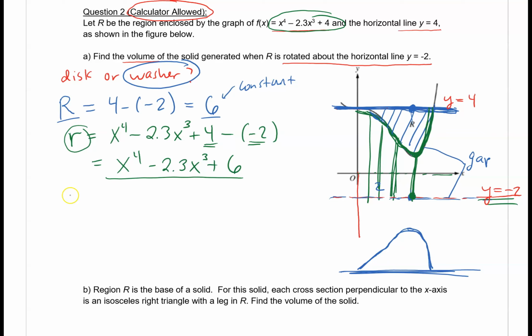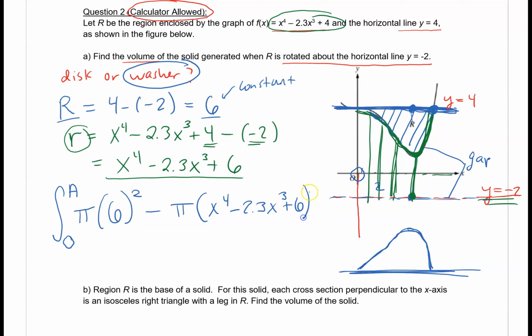So for our integral setup, we're going to go from 0 to this point of intersection right here, which we're going to have to find. I'm going to call it A again. Once I find it, I'll save it as A. And then it's going to be pi times the big radius squared, which is 6, minus pi times the little radius squared, which was this expression here. And then this will all be in terms of dx.